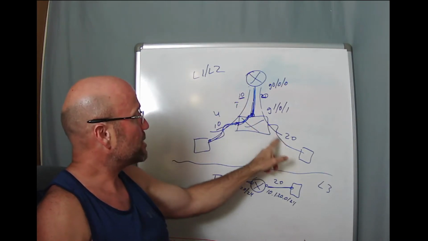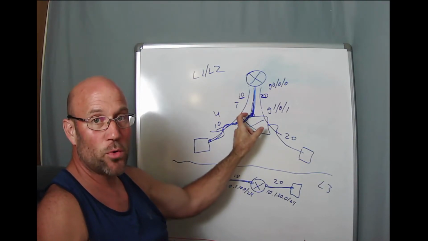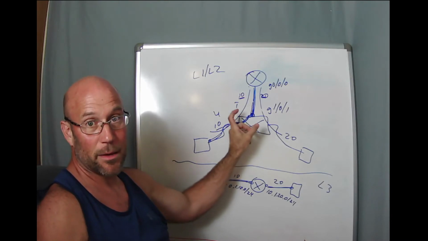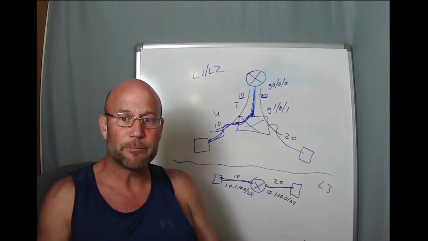Okay, same thing for this PC. When the traffic comes in here, it keeps that traffic in its own separate virtual VLAN 20 bridging table. And we're going to look at those two different bridging tables in a moment.